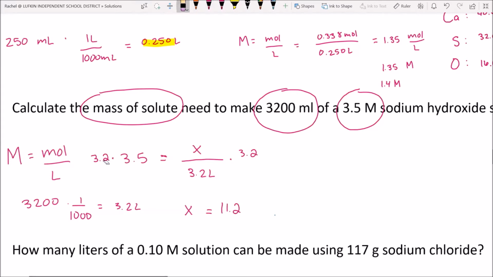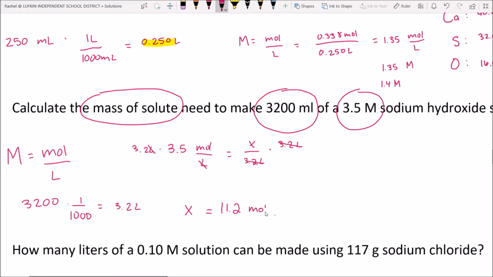So let me be thorough here and write this really neatly so you can see how every unit cancels out. I'm going to write 3.5 moles per liter, because capital M means moles per liter, is equal to X over 3.2 liters. So I just changed the capital M to moles per liter. When we multiply both sides times 3.2 liters, the liters will cancel out. So what unit will we be left with? Moles. So we have moles of our substance, and it asks us to calculate the mass, which would be grams. So what do we need to do next?